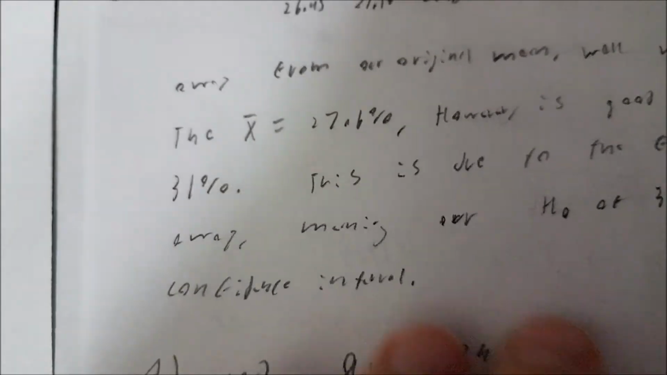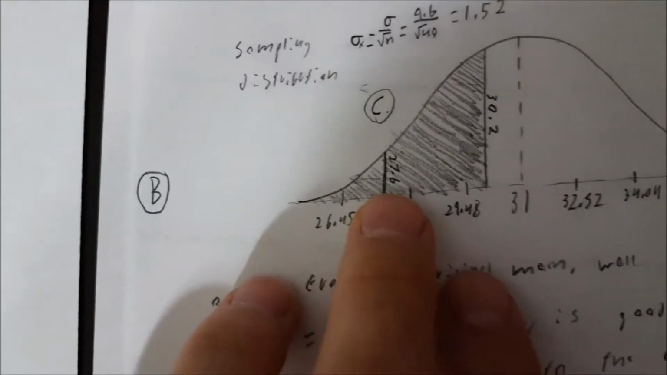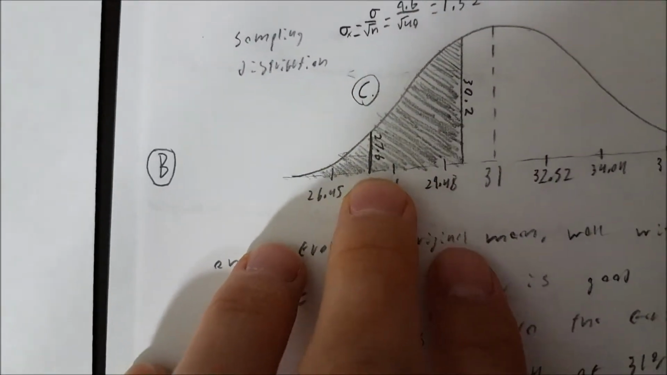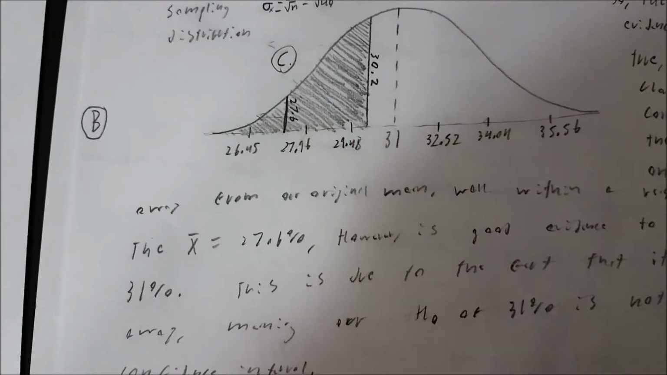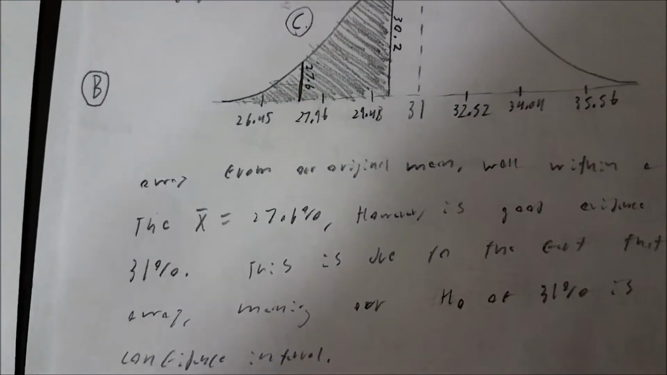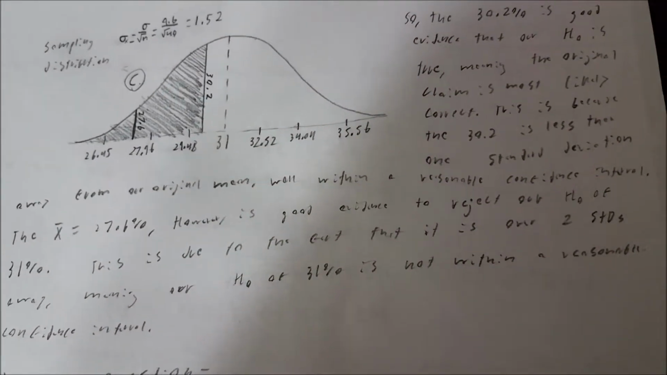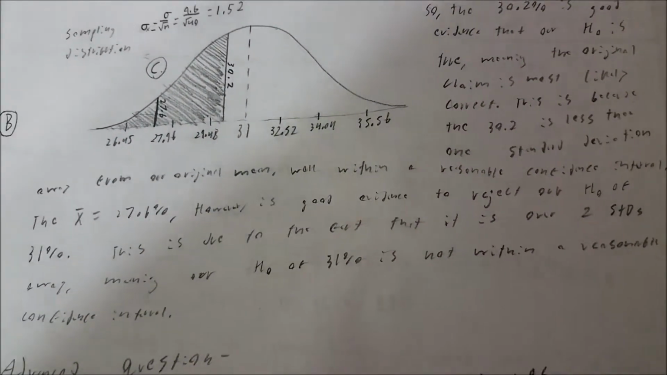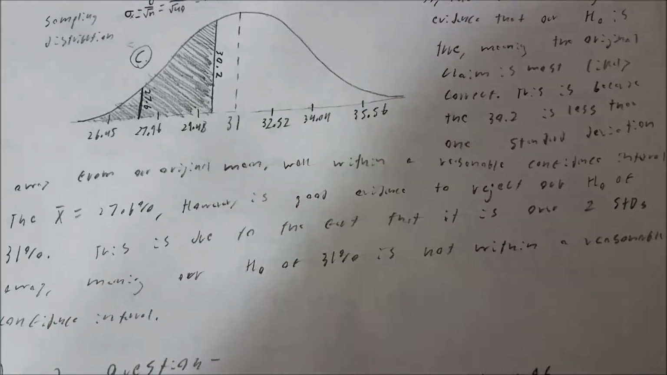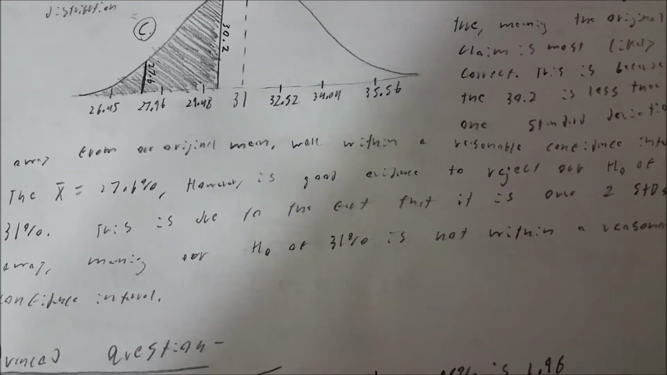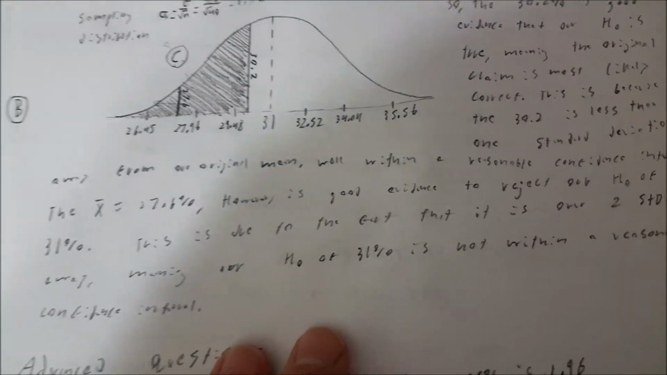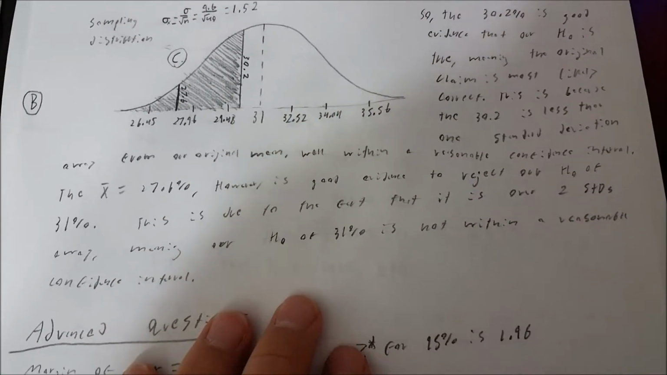The other piece of data that it gives us is 27.6, and you see this here. It is more than 2 standard deviations away. So this is good evidence that our actual proportion is below 31%, because if we were to make a confidence interval for this data, 31% would most likely not be in its range, meaning that the true mean, true proportion would be lower than 31%.